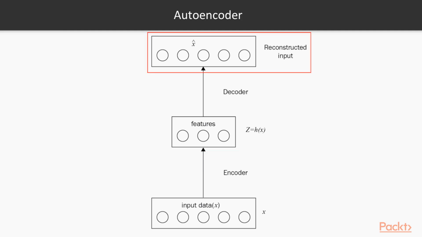Then we take these produced features from the input data and pass them through a decoder network to reconstruct the original data. An encoder can be a fully connected neural network or a convolutional neural network, CNN. A decoder also uses the same kind of network as an encoder.